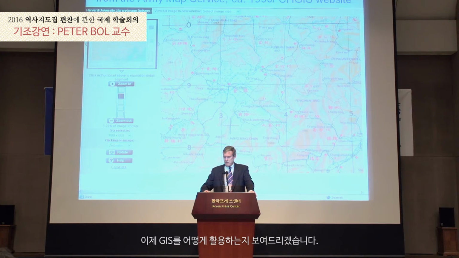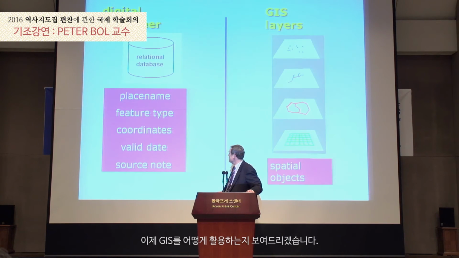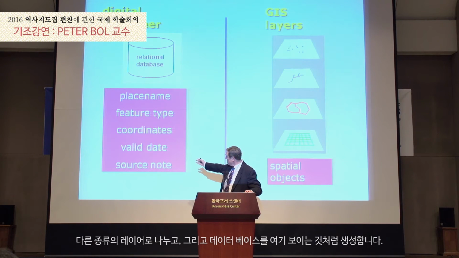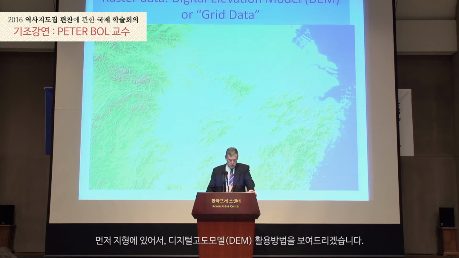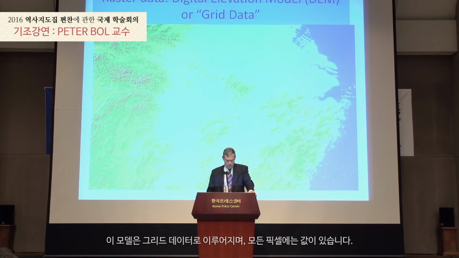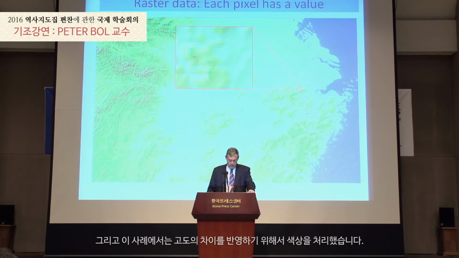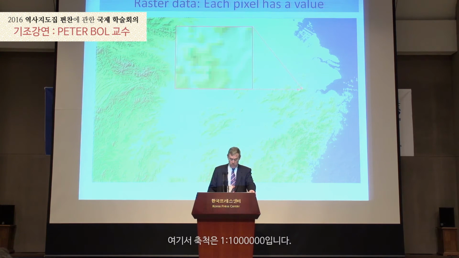Now let us see what happens when we do this with the GIS. We're going to divide our information into layers, different kinds of layers, and we're going to create a database with attributes. The first part is that we're going to use a digital elevation model. This consists of grid data, in which every pixel has a value, colored in this case to reflect differences in elevation. The scale here is 1 to 1,000,000.